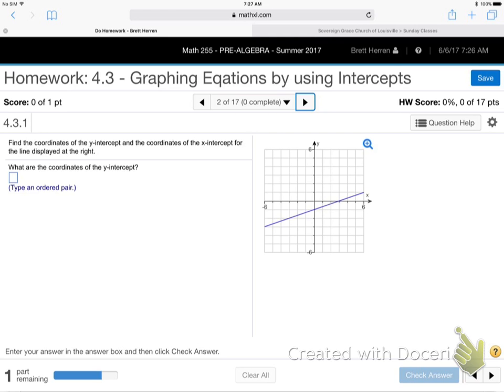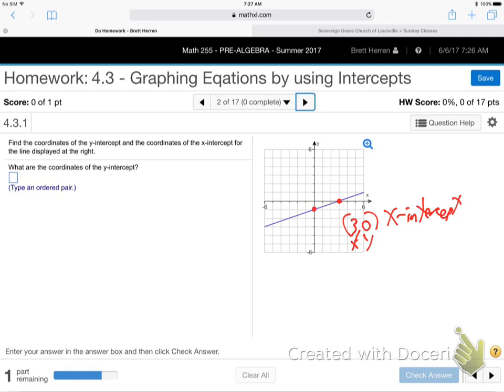So this dot right here, what are its coordinates? Yeah, over 3, up 0. Good. Is that one the x- or the y-intercept? That's the x-intercept. And notice his y coordinate is 0. The opposite letter is 0.